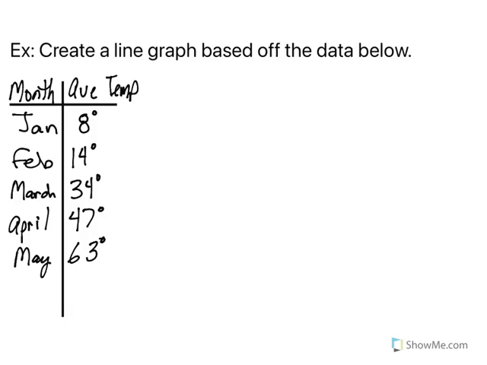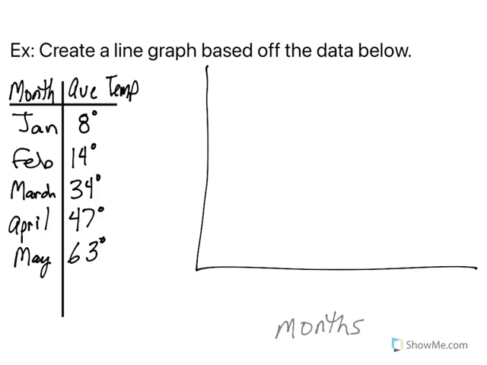Okay, so anyway, let's create a line graph based off the data below. You notice I have 5 months, so we're going to put months on the x-axis. So I've got January, February, March, April, and May. And then you can see our temperatures range from 8, 14, 34, 47, up to 63.